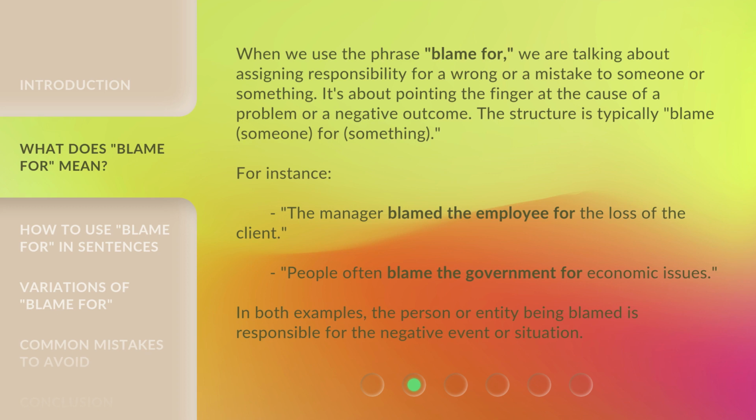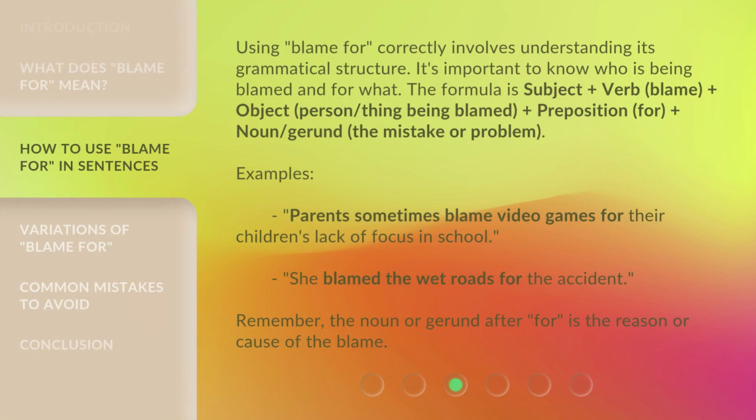People often blame the government for economic issues. In both examples, the person or entity being blamed is responsible for the negative event or situation. Using "blame for" correctly involves understanding its grammatical structure. It's important to know who is being blamed and for what.